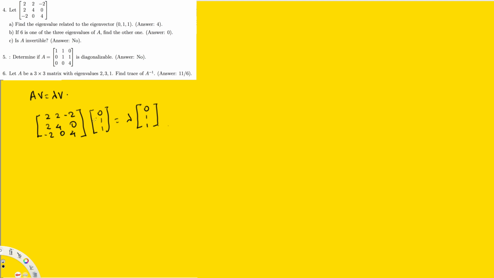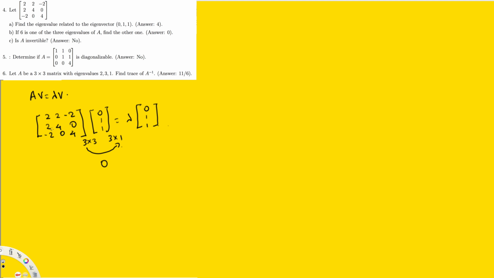And let's do the matrix multiplication. This is a 3 by 3 matrix and this is a 3 by 1 matrix, so when we multiply we have to get a 3 by 1 matrix. So let's do the multiplication. The first entry is first row, first column, so 2 times 0 is 0, and 2 times 1 is 2, minus 2 times 1 is minus 2. If you add them together, 2 plus minus 2 becomes 0, so we can put the 0 in the first entry.